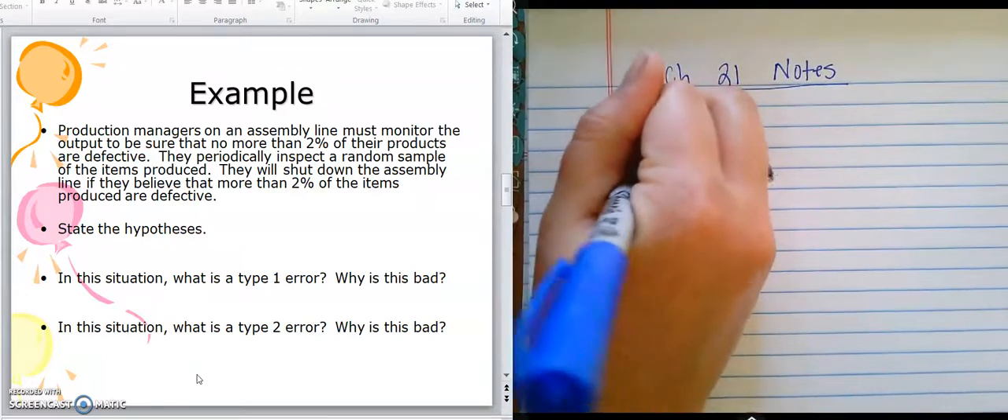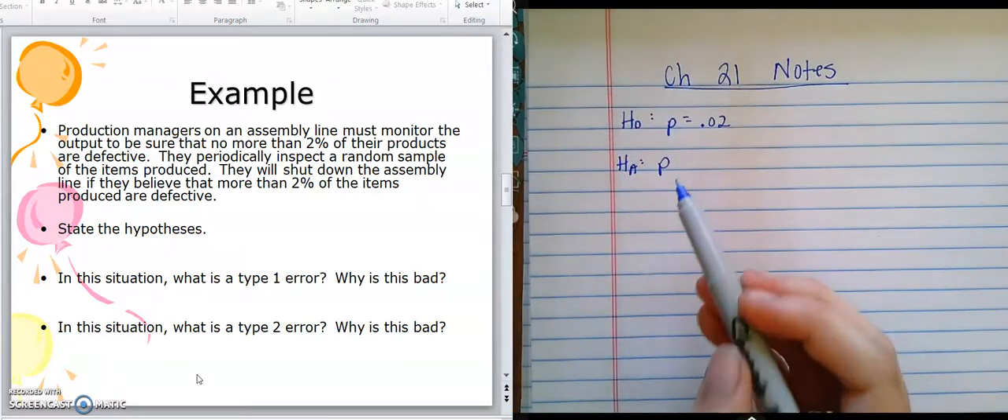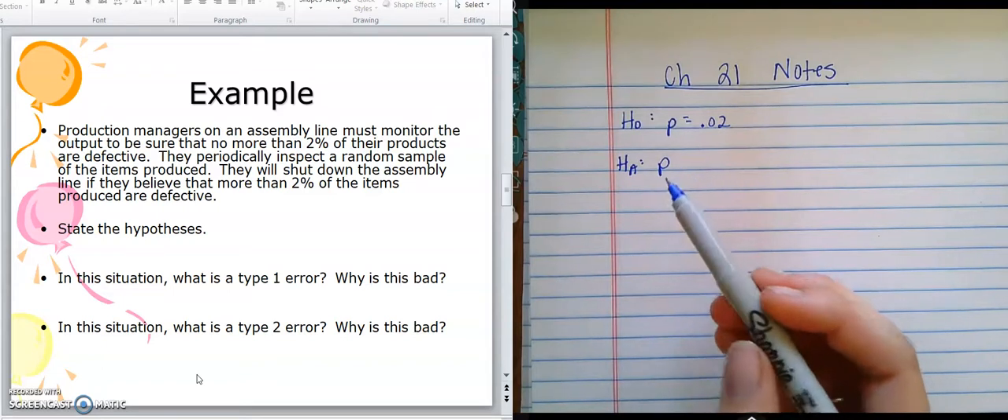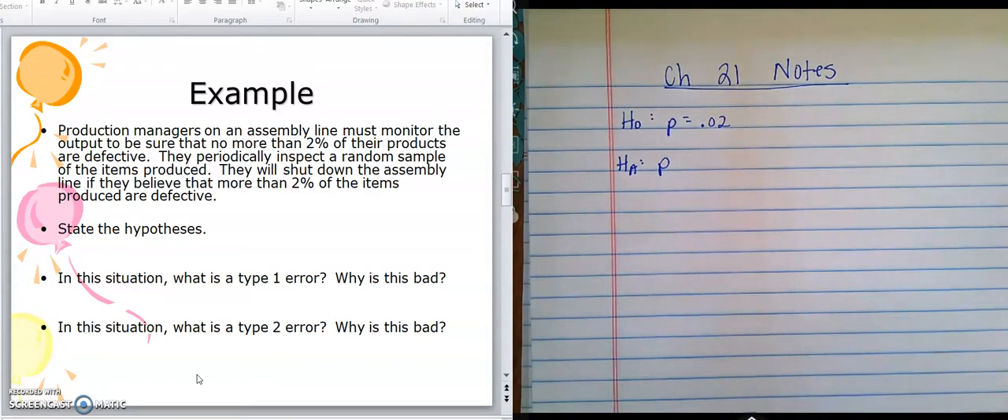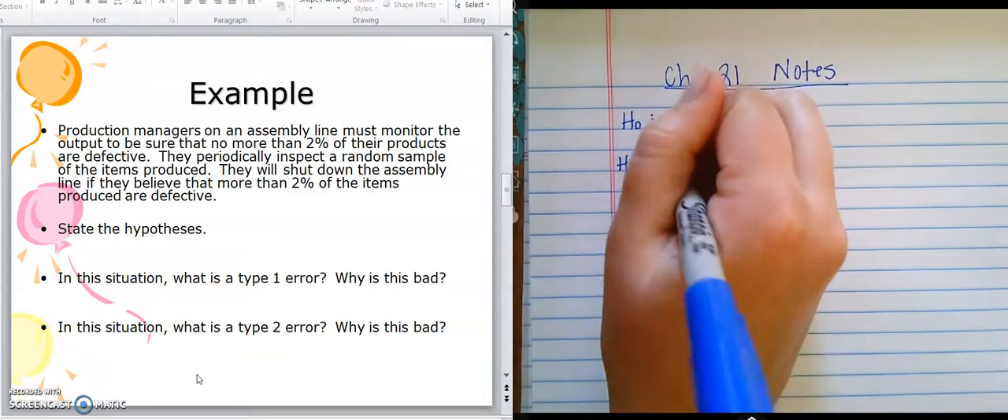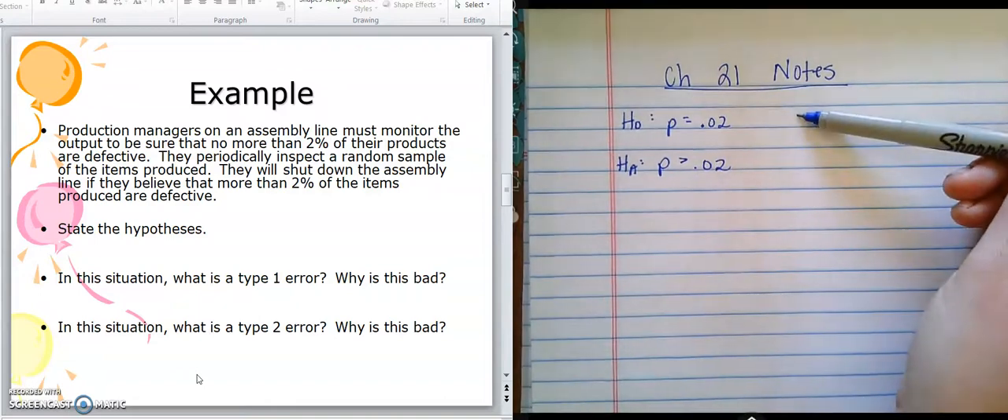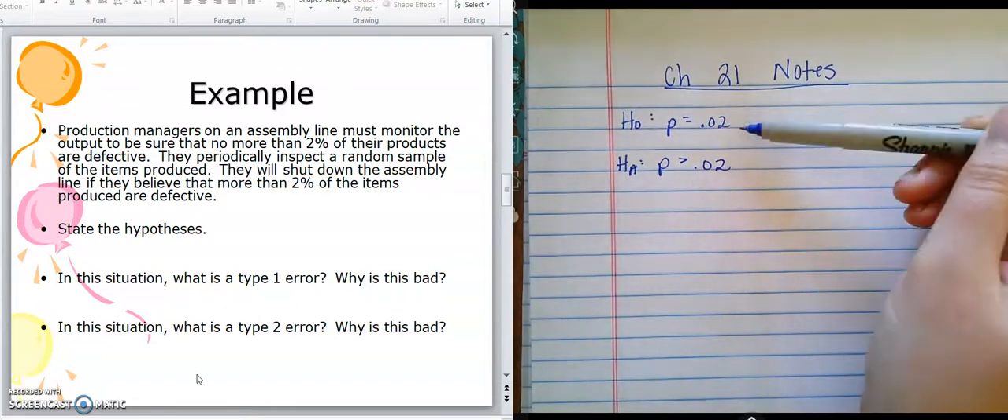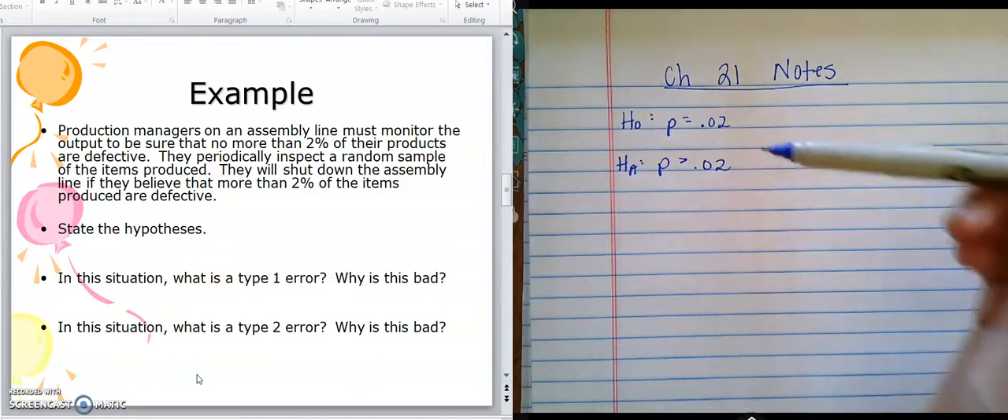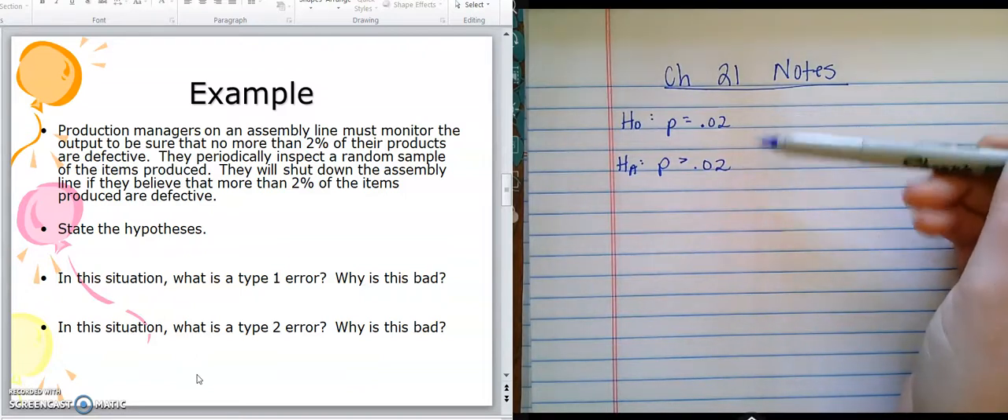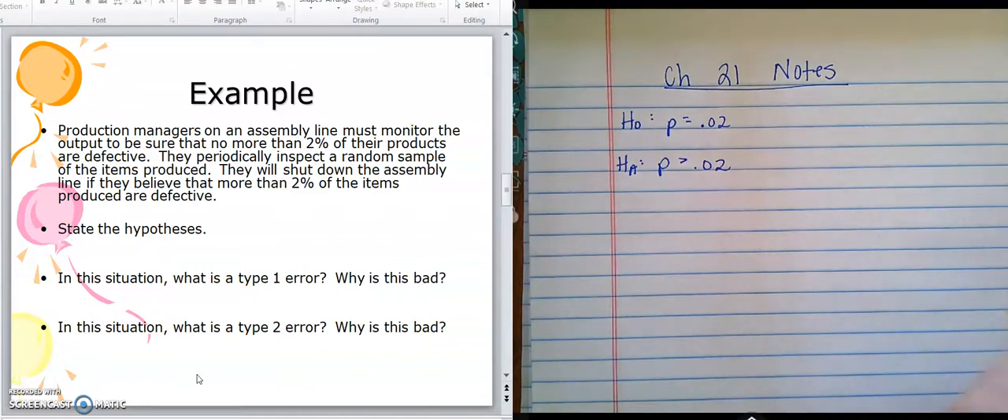My alternate would be, and now be careful, this is always going to be not equal to, less than, or greater than. So they will shut down the assembly line if they believe that more than 2% of the items are defective. So this is greater than 0.02. Okay, so if I end up sticking with my null, that means that I do not have more than 2% defective. If I go with my alternate, I do have more than 2% defective. It's your null and alternate. Do not forget that when you are doing these on your test, it will not tell you to list the conditions, but you always have to anyway.